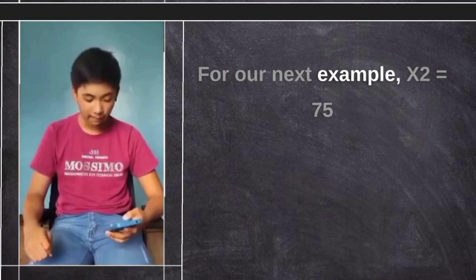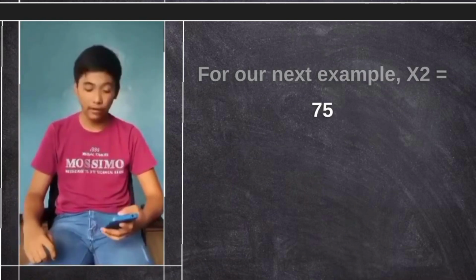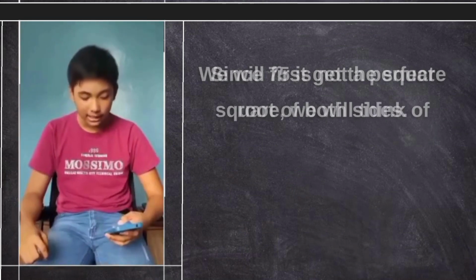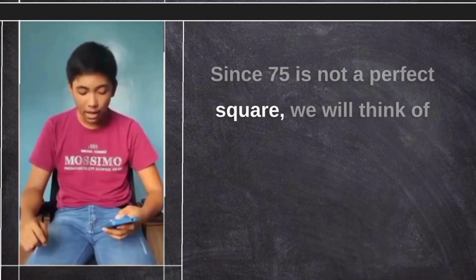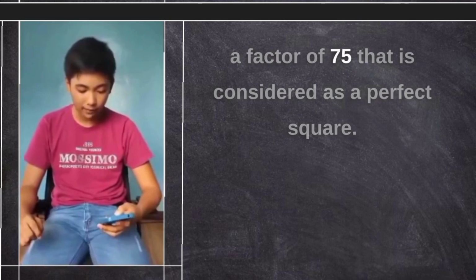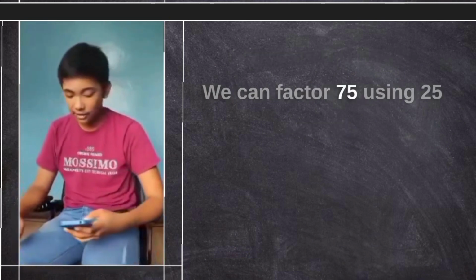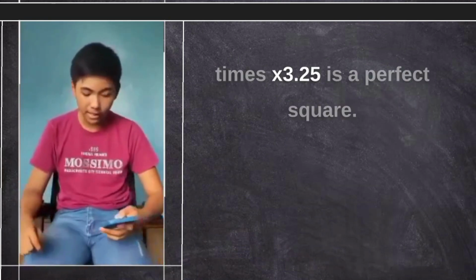For our next example, x squared equals 75. We will first get the square root of both sides. Since 75 is not a perfect square, we will think of a factor of 75 that is considered a perfect square. We can factor 75 using 25 times 3.